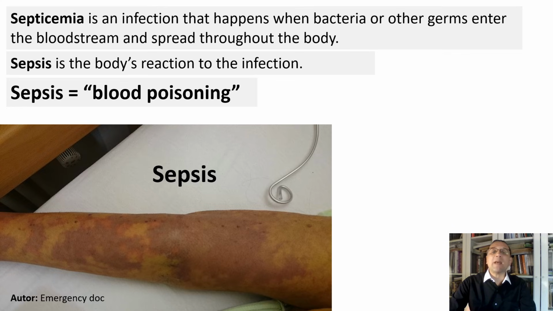Septicemia and sepsis are not the same. Some people use the words septicemia and sepsis as if they mean the same thing, but technically septicemia is an infection that happens when bacteria or other germs enter the bloodstream and spread throughout the body. That can trigger sepsis, which is the body's reaction to the infection. Although the terms are sometimes used interchangeably.